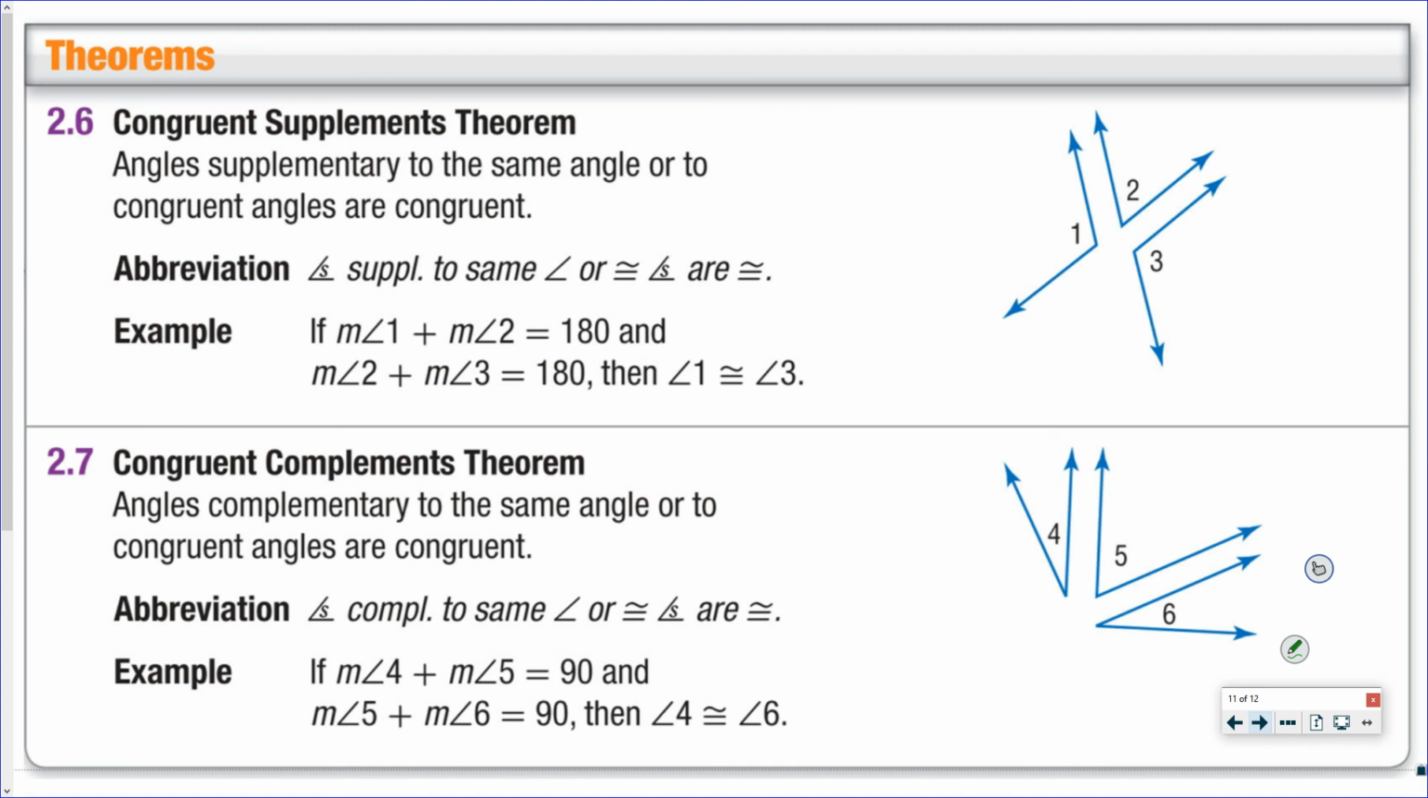All right, and then the same thing works for complements totaling 90. So in this picture, if the measure of angle 4 and the measure of angle 5 total 90, if they're complements, and angle 5 and angle 6 are complements, meaning their measures total 90, since you added the measure of angle 5 into both of those, angle 4 would have to be congruent to angle 6. So angles complementary to the same angle are congruent. Congruent supplements theorem, congruent complements theorem.